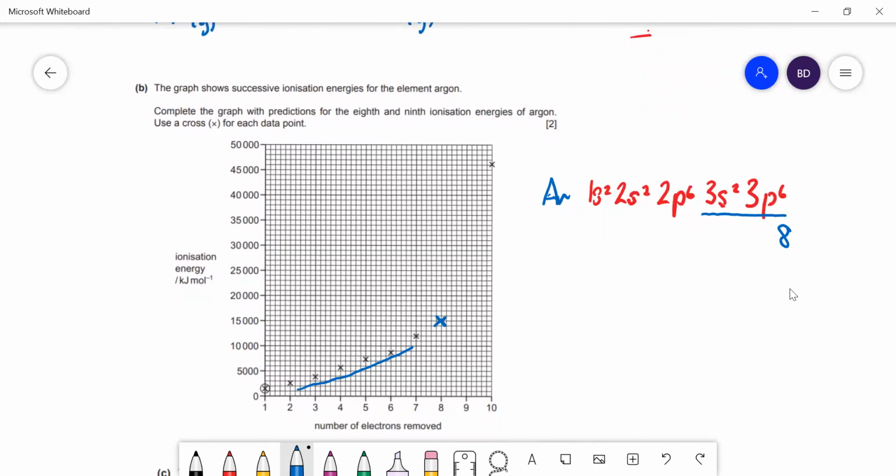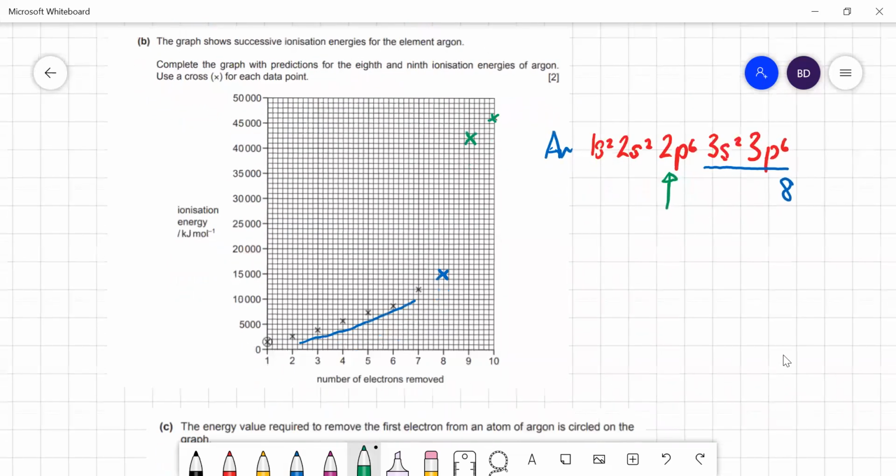But when you come to remove the 9th electron, it's not coming from the third quantum shell, it's coming from the second, from 2p. So that's going to be much higher. The 9th is not going to be as high as that one up there, but it'd be something like that. So they are the 2 crosses you've got to draw. You're getting that jump as you go from the third quantum shell to the second quantum shell.